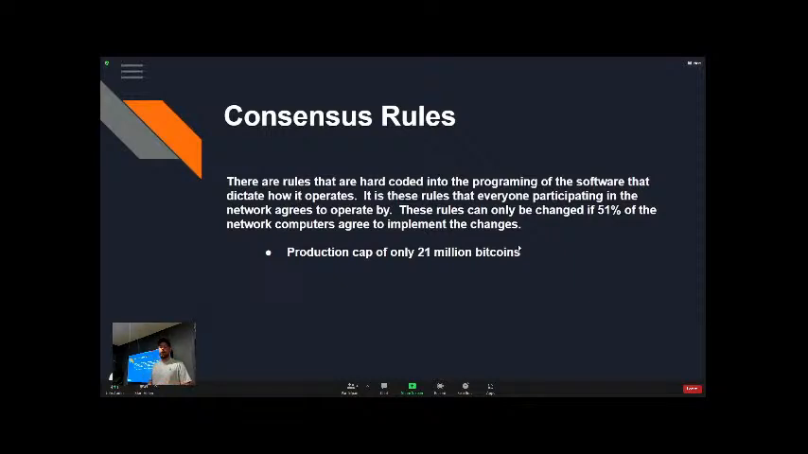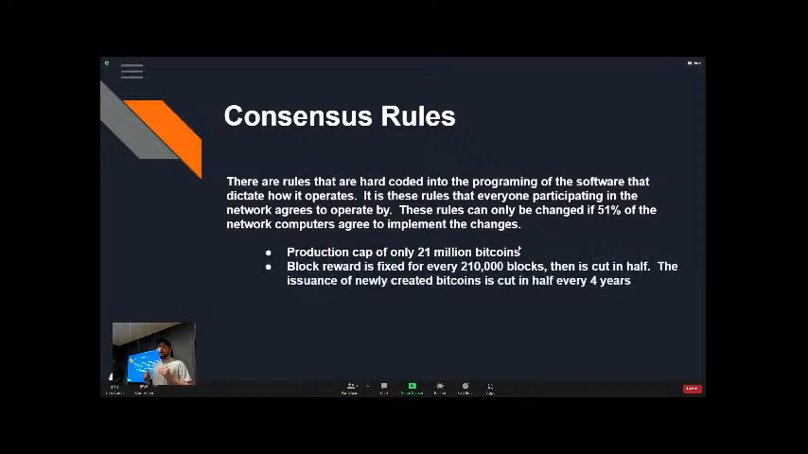The production cap of Bitcoin is only 21 million. The block reward is fixed every 210,000 blocks, and then it is cut in half. So not only is Bitcoin capped at 21 million, it gets harder and harder to mine, and that 210,000 blocks is approximately every 4 years, and that's because of the difficulty adjustment. So Bitcoin will automatically adjust to how many computers are on the network. If some computers drop off the network and it's at a really, really hard difficulty, it's going to lower that difficulty a bit to keep those block times at approximately 10 minutes.